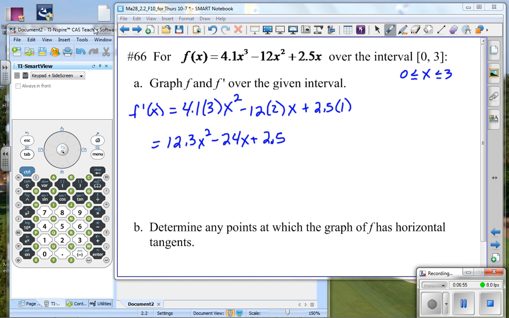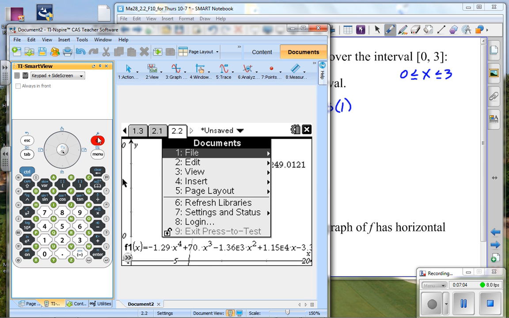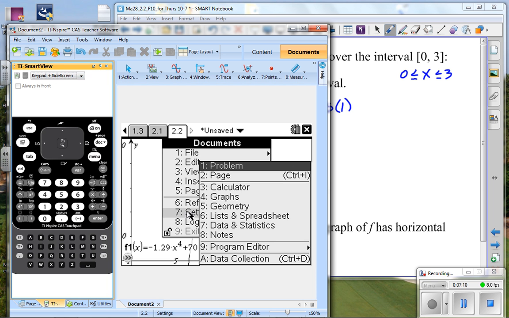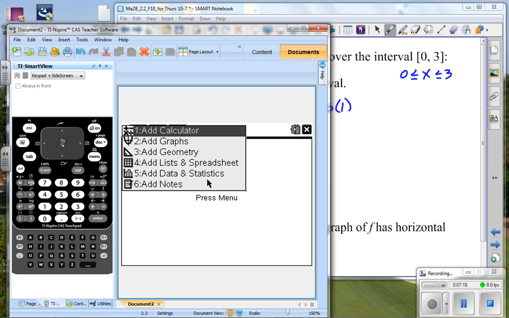Okay, so let's go to the Inspire. I'm going to ask you to insert a new problem. So on the clickpad, do Control Home, and we have this insert and new problem. If you're on the touchpad, if we just go to document and then insert, we can insert a new problem.